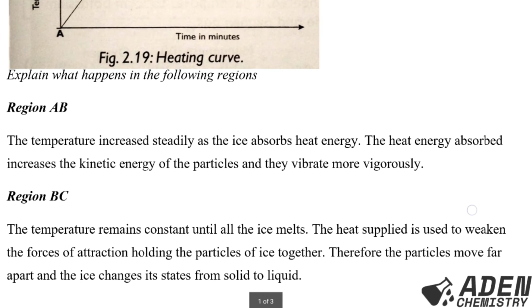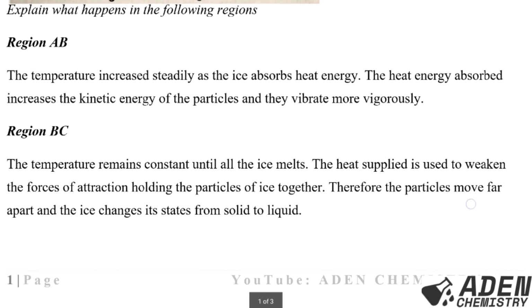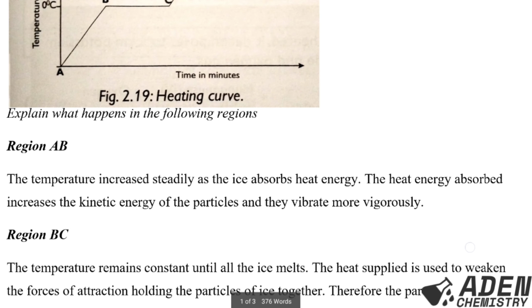Okay, we start with explaining what happens in region AB. As you see, in AB the temperature starts to increase. So that's why we're saying the temperature increases steadily as the ice absorbs heat energy. Next, the heat energy absorbed increases the kinetic energy of the particles. Which particles? Ice particles. And they vibrate more vigorously.